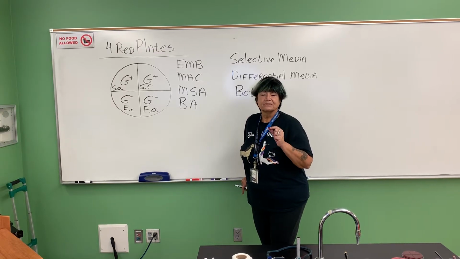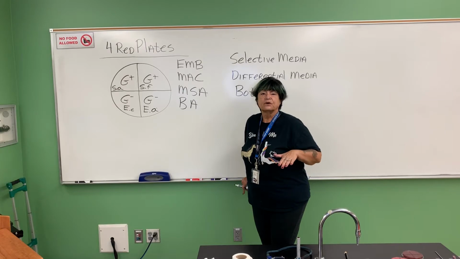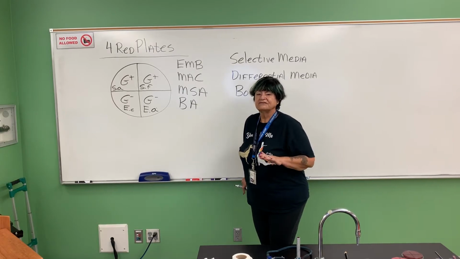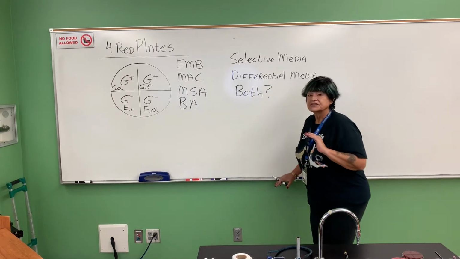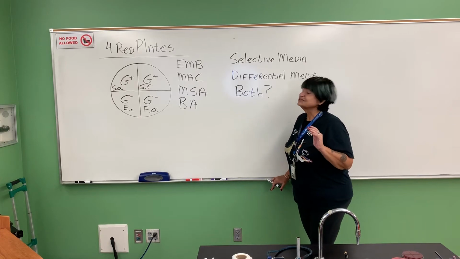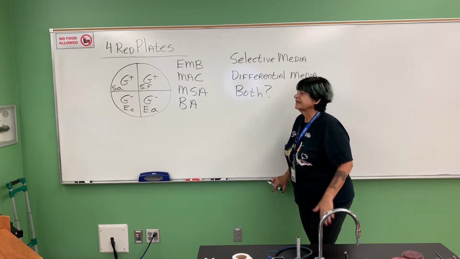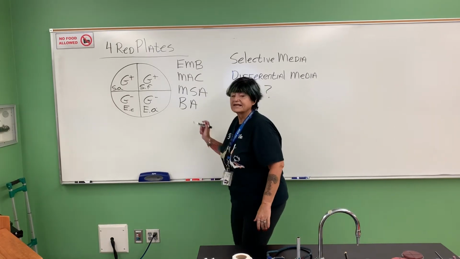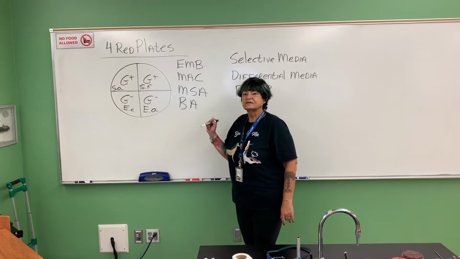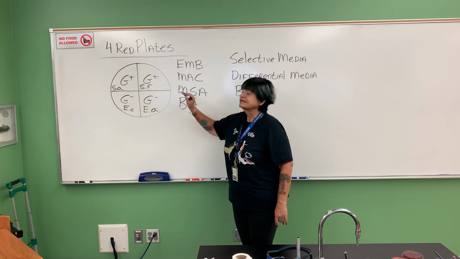They usually have chemicals in there that kill off what you don't want to grow. So selective media. Remember differential media, if you remember from lecture, when the bacteria grow, they look different from each other. Different color, different shape, something like that. So in order to test the plates, we're not really testing the bacteria today, we're testing the media.